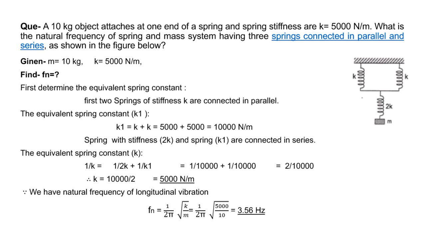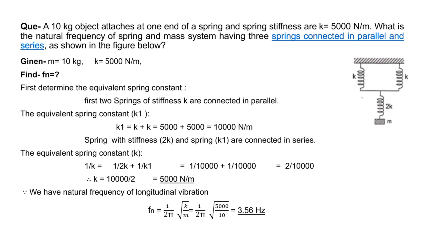Now in the second problem, two springs are there. Initially they are in parallel combination, and this parallel combination is again in series with another spring. So here also we have to find the natural frequency. We know the formula for natural frequency is 1 upon 2 pi square root k by m, but for that we have to find the equivalent spring stiffness k. That first we will find out.